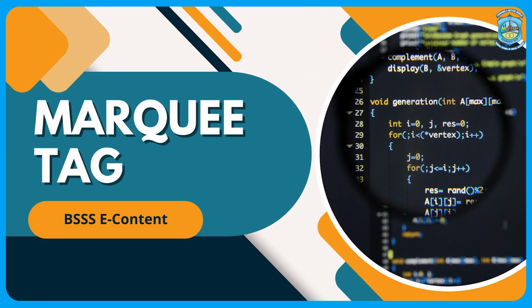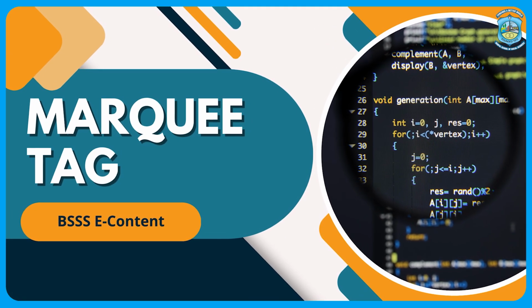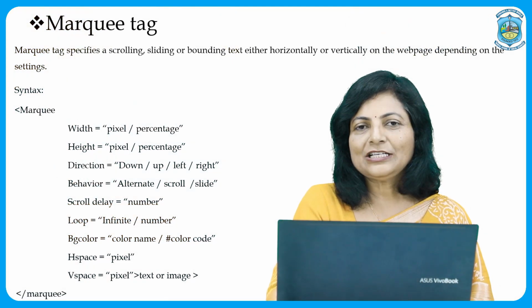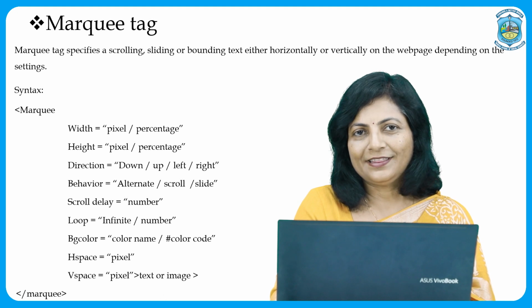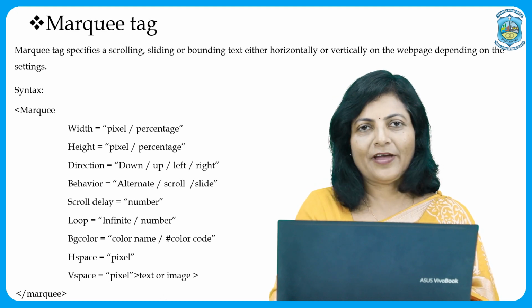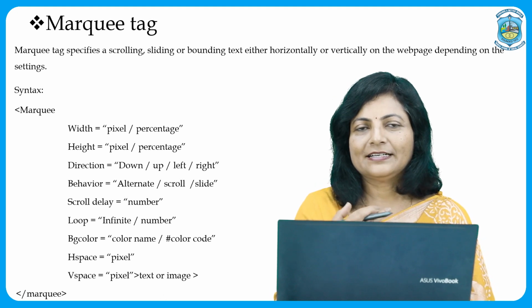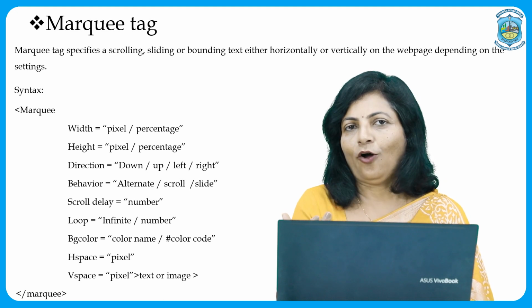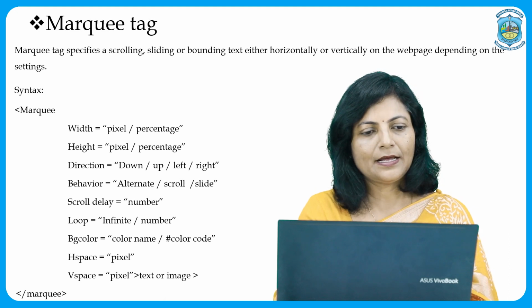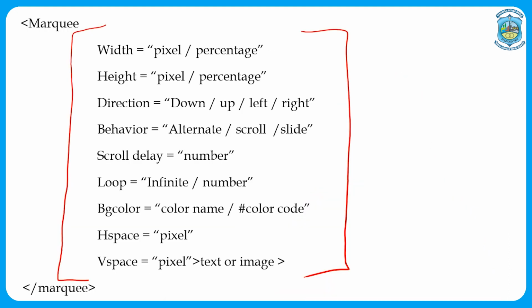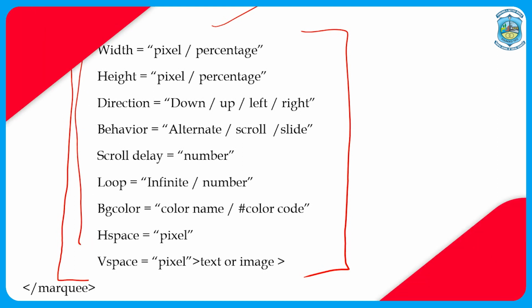Coming to marquee tag. This is a very interesting tag. This tag gives motion to the elements of any web document. Either it is text or table or images, it gives motion to the element. As you can see here, this is the syntax. All these are its attributes.